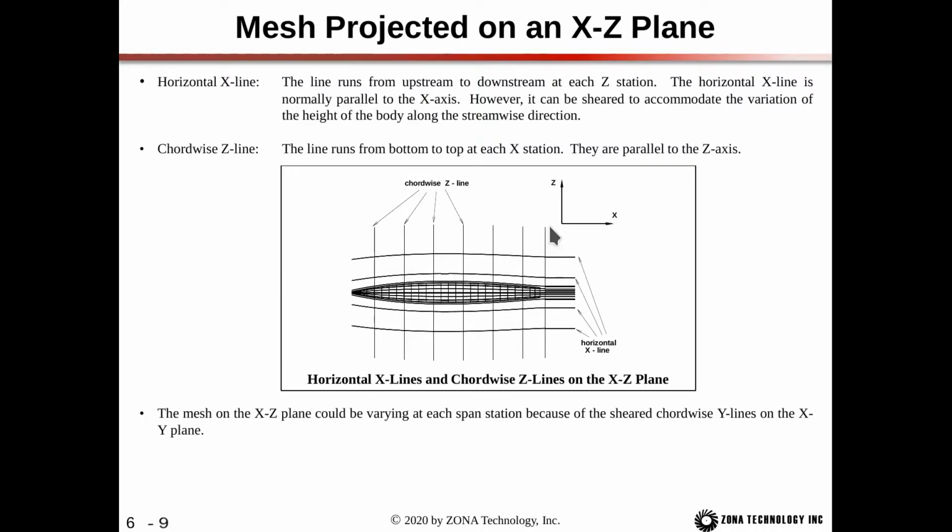Then we have the chordwise Z lines. These lines run from the bottom to the top of each X station, and they are parallel to the Z axis. And the mesh on the XZ plane could be varying at each span station because of the sheared chordwise Y lines on the XY plane.